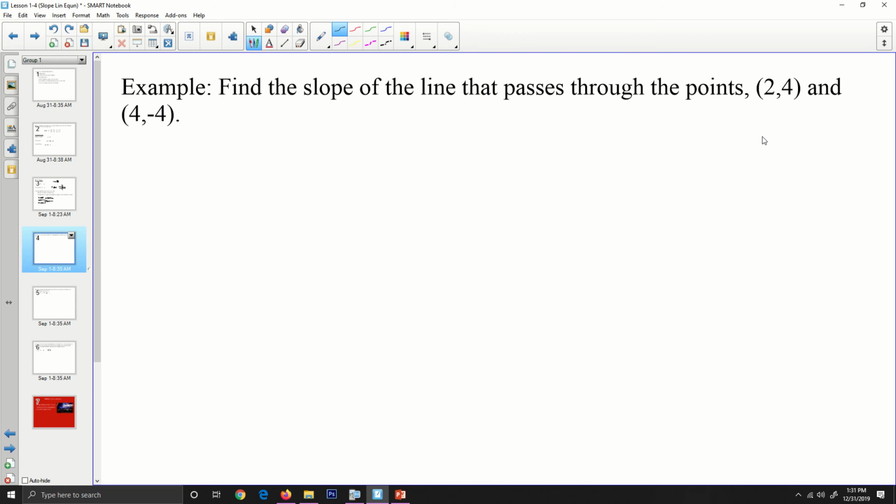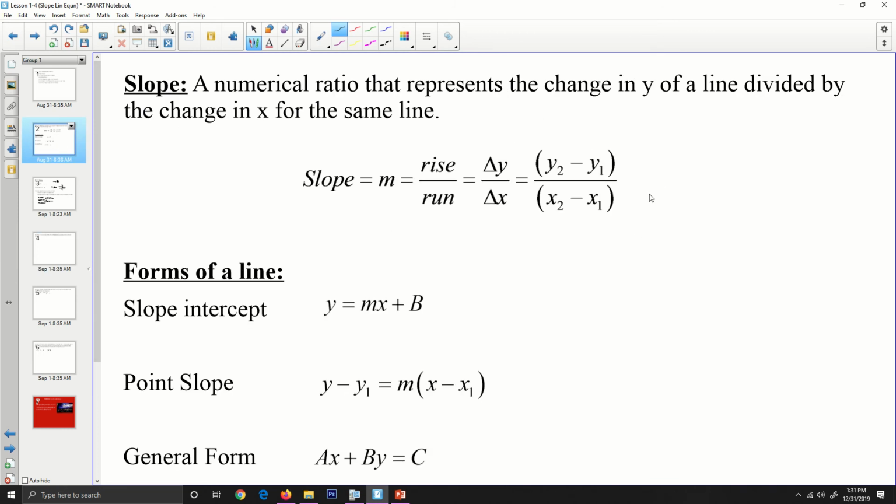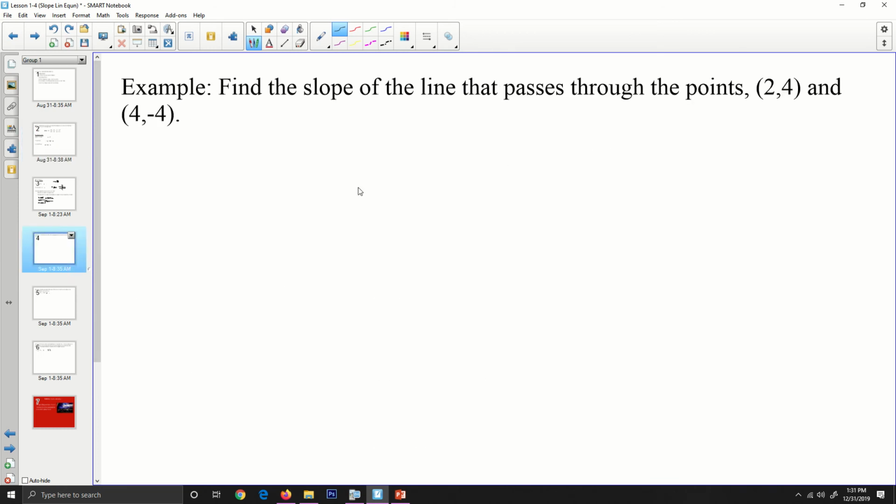negative 4). So here's what I'm going to do, because I'm going to use this equation that we learned in this past slide here. I'm going to assign this first point x1 comma y1, and I'm going to assign this second point x2 comma y2. And we'll use the slope m equaling y2 minus y1 all over x2 minus x1. And I'm just going to plug in. So my y2 is negative 4, and my y1 is positive 4, so subtract 4 from that. And then x2 is 4, and x1 is 2.